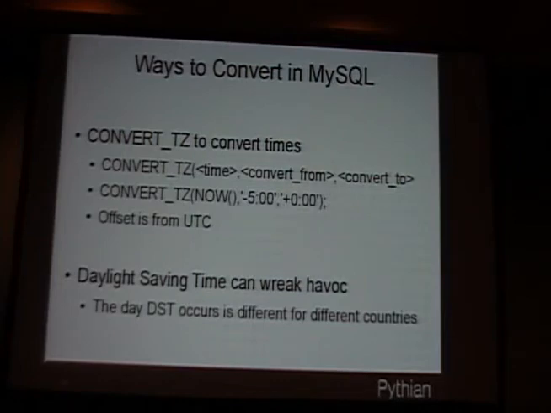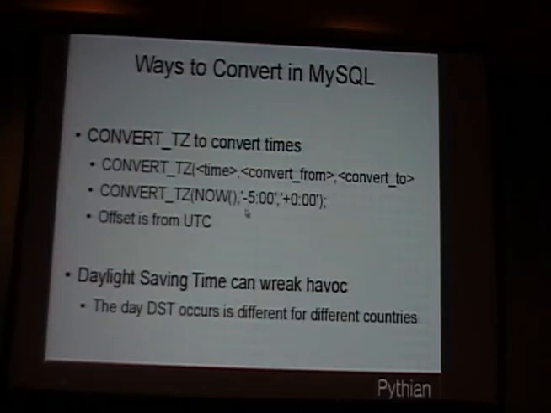So ways to convert in MySQL. So what if you want to convert times? If you want to convert times, you can use the function convert_tz. So convert_tz takes the time. It takes the convert from time to the convert to kind of offset. So basically, if you do convert_tz now, -5 to +0, what that's saying is take something that's now and convert it from, say, Eastern time to GMT, right? Because it was -5 and convert it to +0. So the offset is from UTC. So +0 means you're going to put it into UTC, and that's fine.